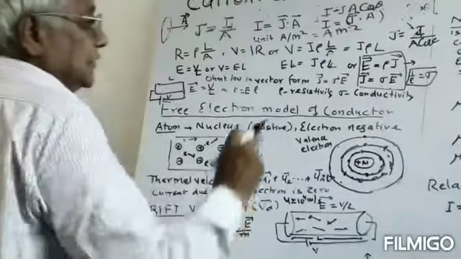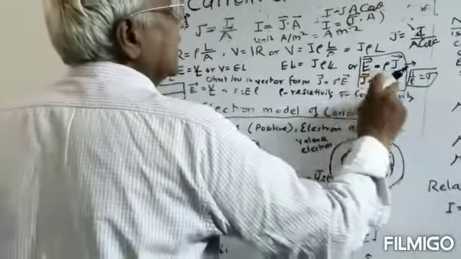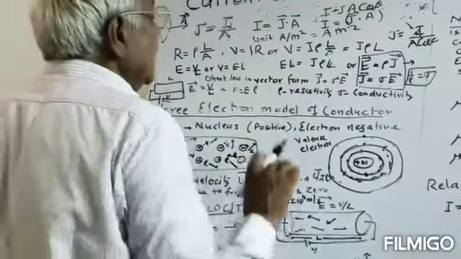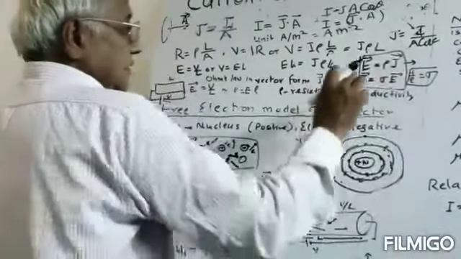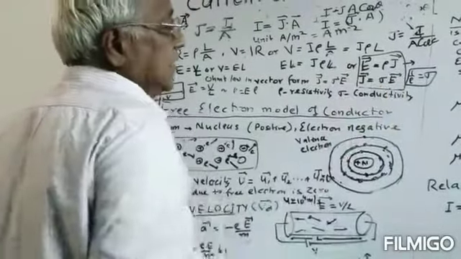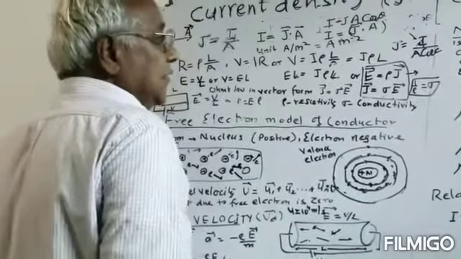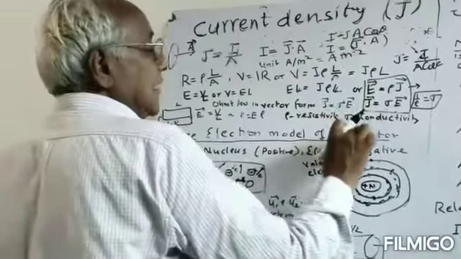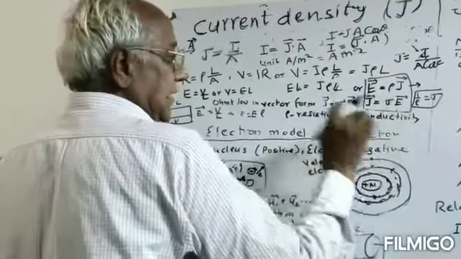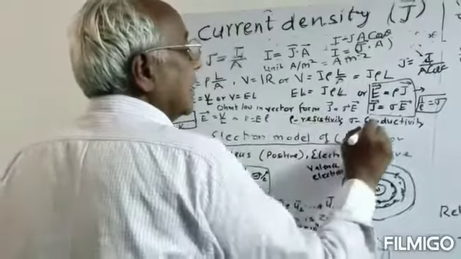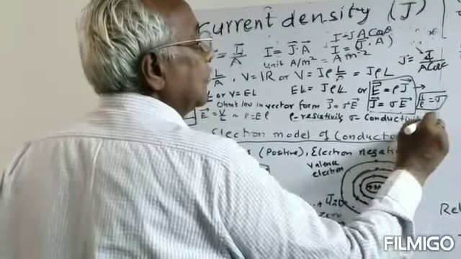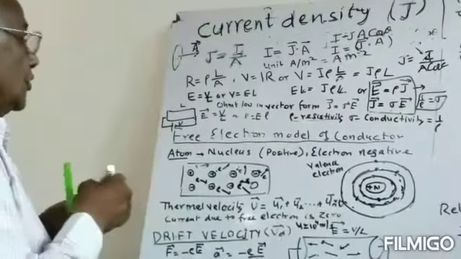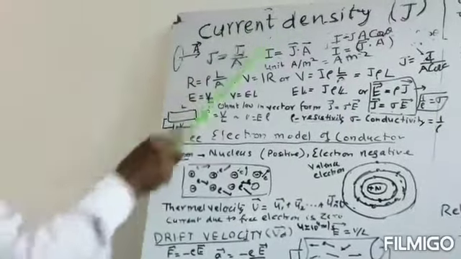So the direction of J and E are in the same direction. So this is all about the relation between current density and the electric field. Rho is the resistivity and sigma is the conductivity, and conductivity is equal to 1 by rho. So this is all about the current density.